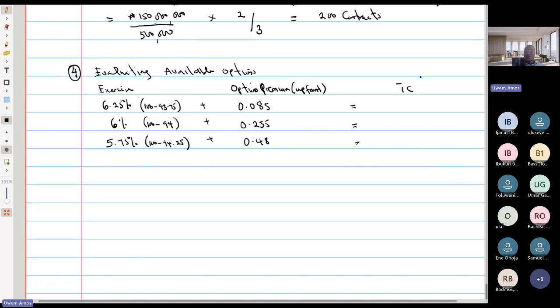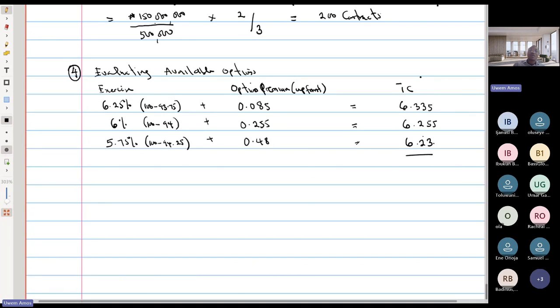The first one, 6.25 plus 0.085, has a total cost of 6.335. The second one is 6.255. And the last one, 0.48 plus 5.75, gives us 6.23.